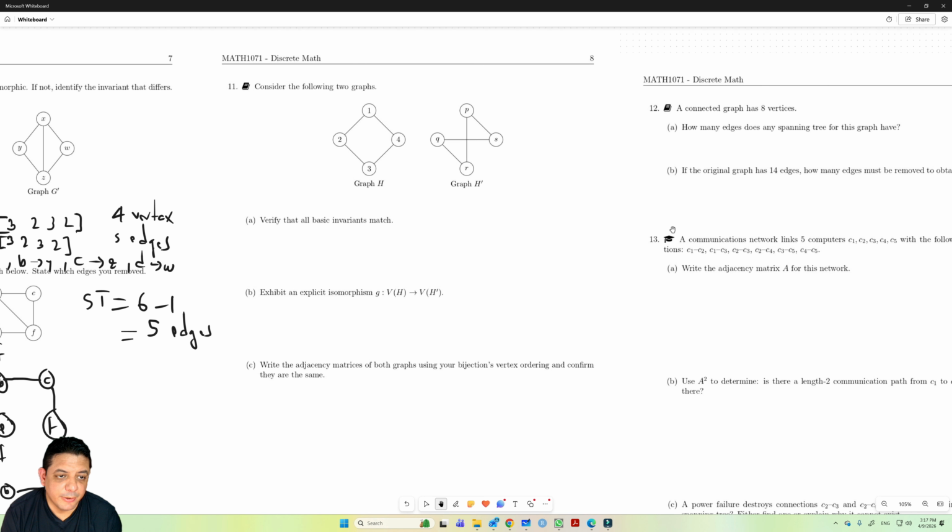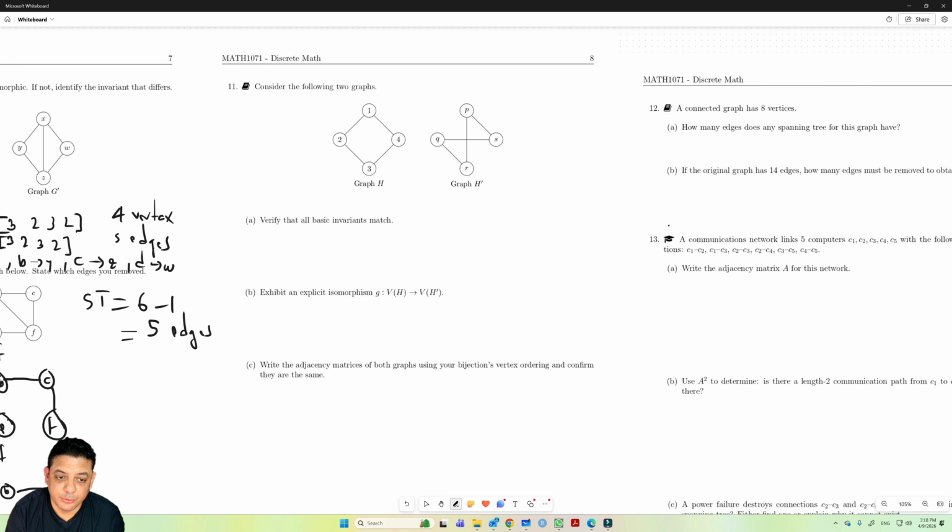All right, so now for question 11, consider the following 2 graphs. We have the graph H and the H prime. H has the nodes 1, 2, 3, 4, and H prime has the nodes P, Q, R, S. So we want to verify that the invariants match. Essentially, we can write an isomorphism from H to H prime.